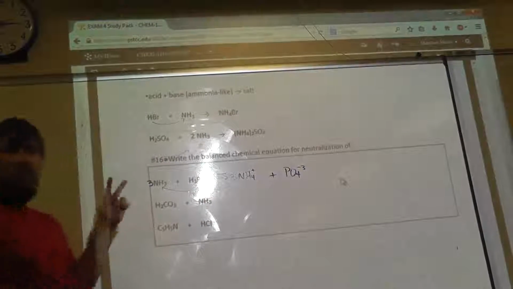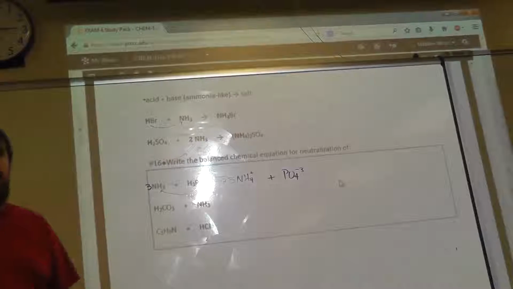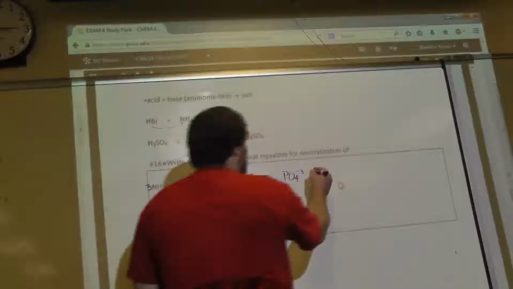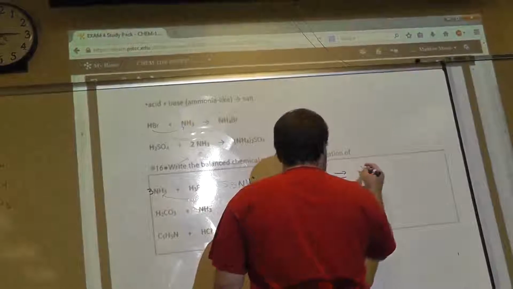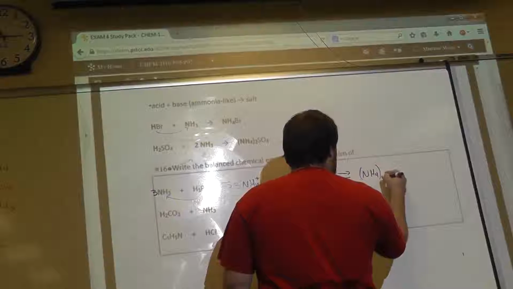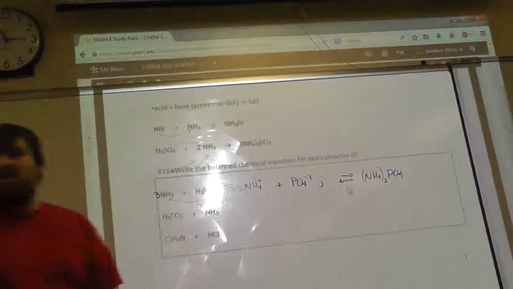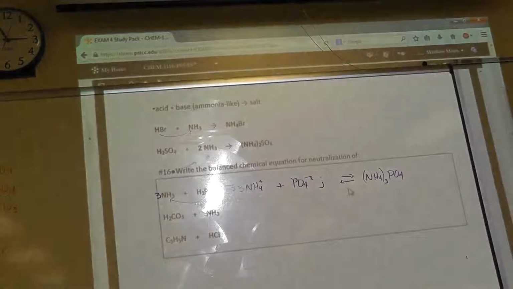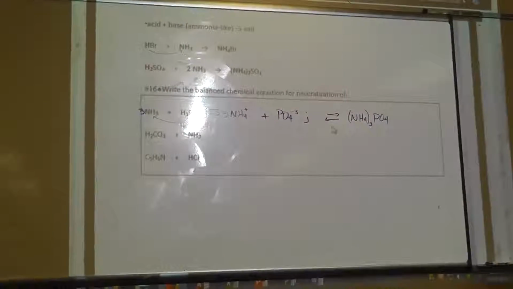Now, there's 2 ways you can write this. If you're more comfortable writing that with charges, then do it that way. Another acceptable way to write this is as a salt compound, where you're taking those 3 ammoniums that have a +1 each and packing them onto that phosphate. Either one's acceptable.